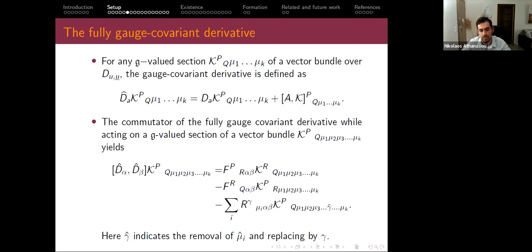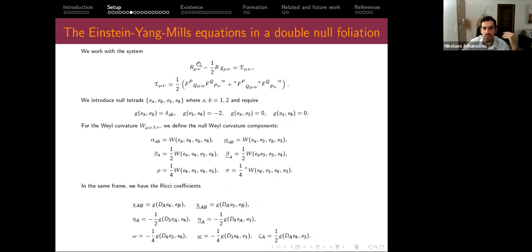Let me present the Einstein-Yang-Mills equations in the form that they take in a double null foliation. We work with the following system: the Ricci tensor minus a half R g mu nu is like this, and this is the Yang-Mills stress tensor. We introduce null tetrads e_A, e_B, e_3, e_4, where A and B are 1 and 2, and require the normalization condition that we see here. Here you have minus 2, and there are no mixed terms.